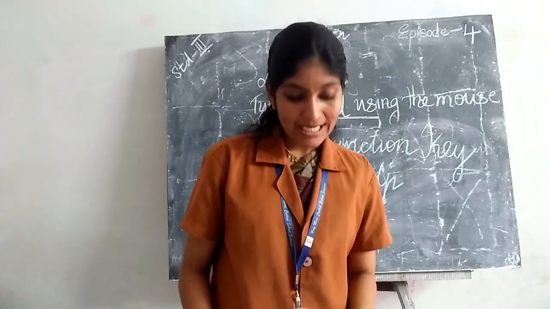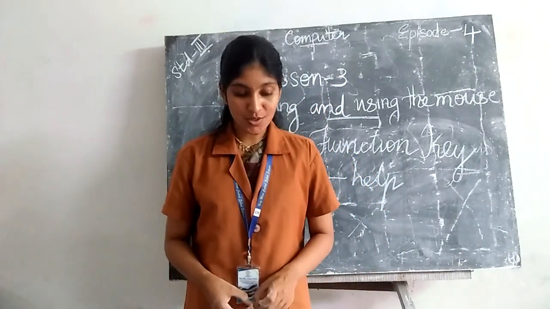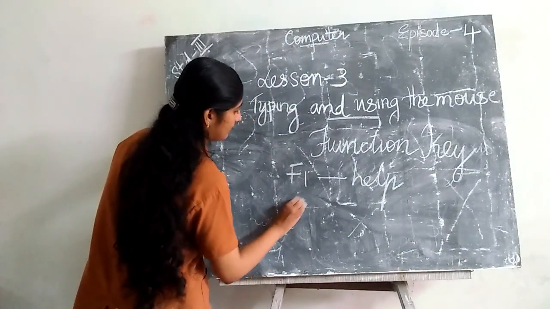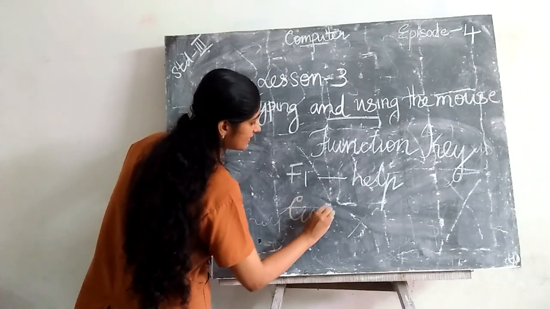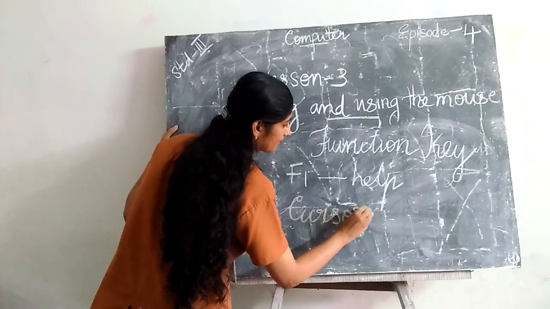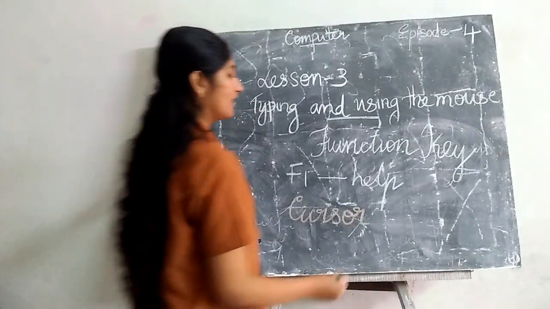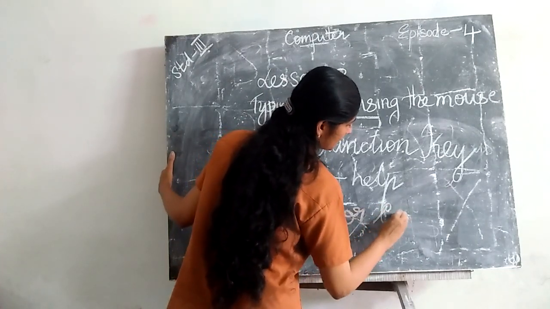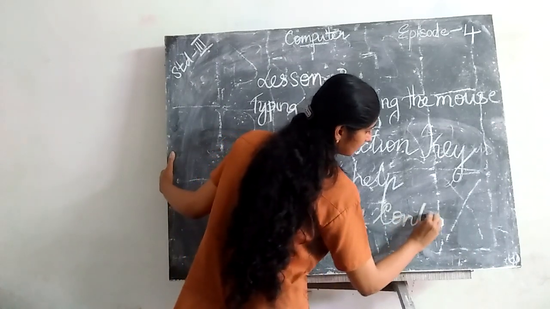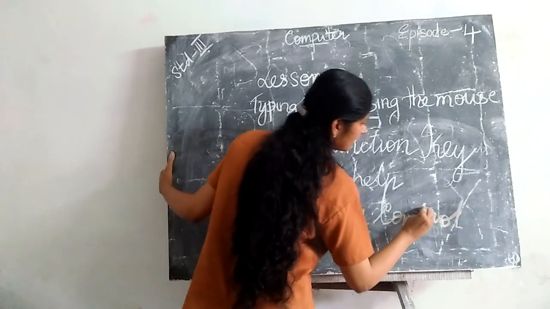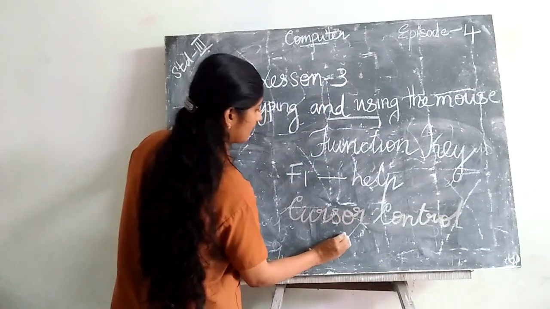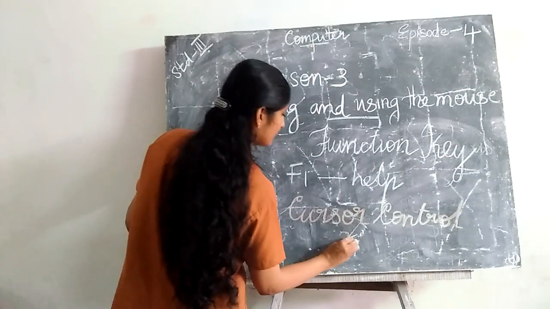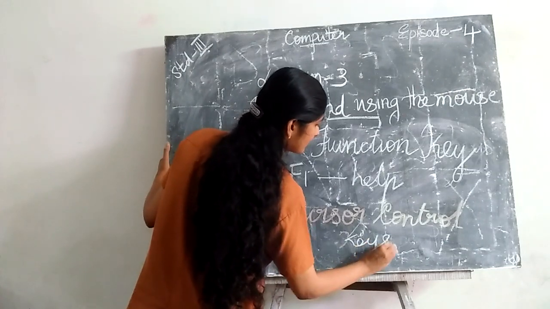Then the next key is the cursor control key. So the next type of key is what? Cursor control key.